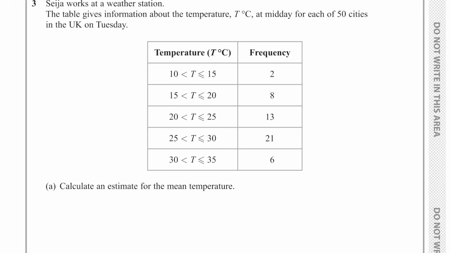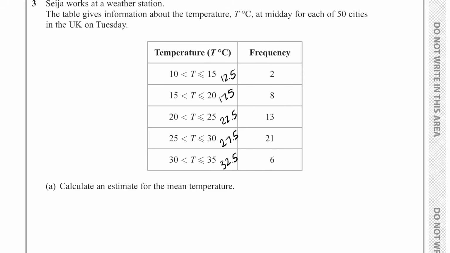So there's 2 cities between 10 and 15. We're going to say they've both got a temperature of 12.5. We've got 8 cities. For temperature, we're estimating of 17.5. 13 at 22.5. 21 at 27.5. And 6 at 32.5 degrees. So we need to add them all up. And we can do that quickly by multiplying.